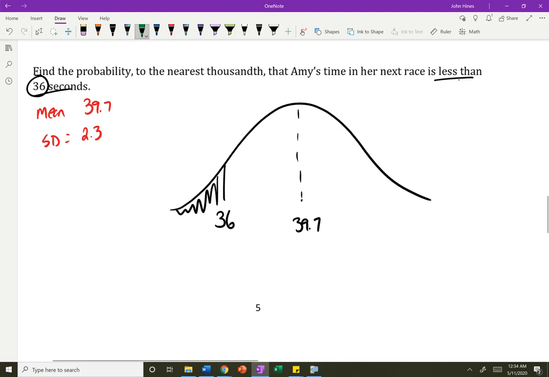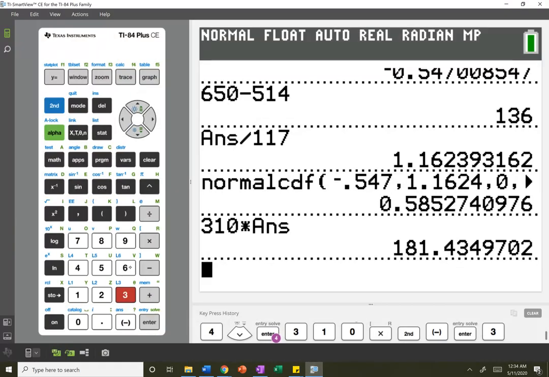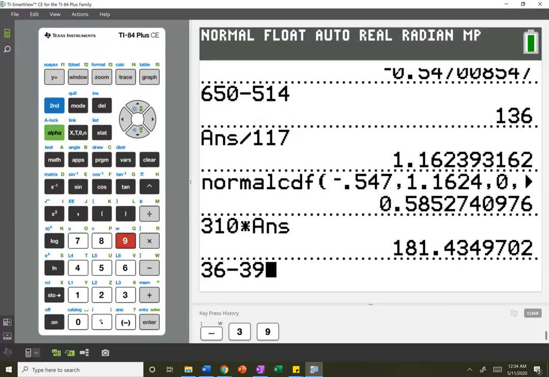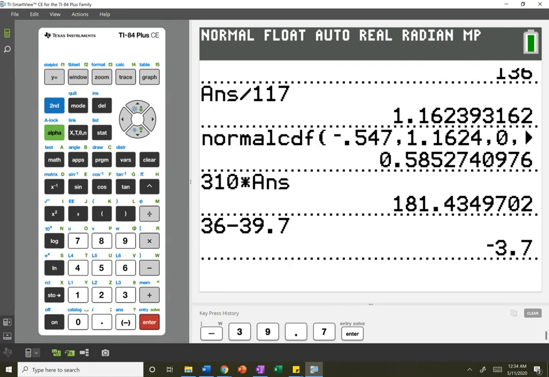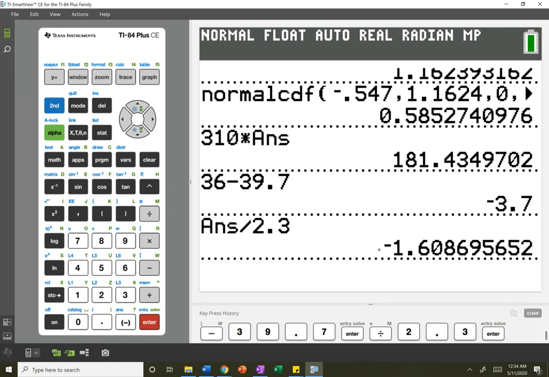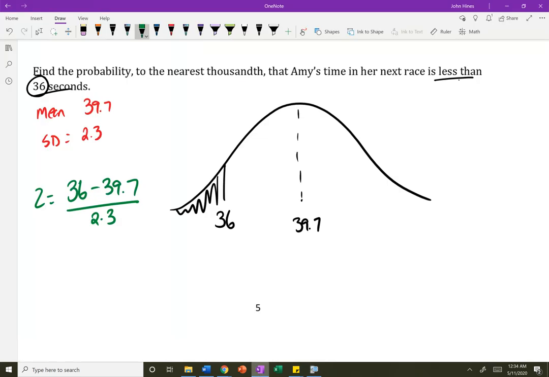Well, I can't work with 36. I've got to turn that into a z-score. Value minus mean in terms of standard deviations. Notice I should have a negative z-score off the bat because I'm smaller than the average. I'm below average, so that tells me right off the bat my z-score should be negative. Again, notice how I'm typing this in 2 steps. Negative 1.609. So this z-score is really negative 1.609.